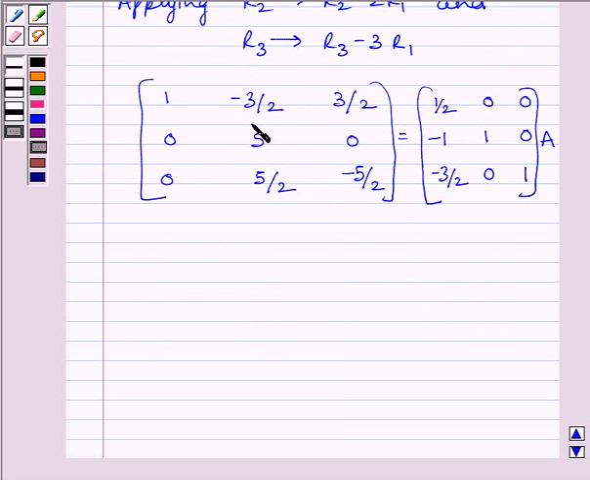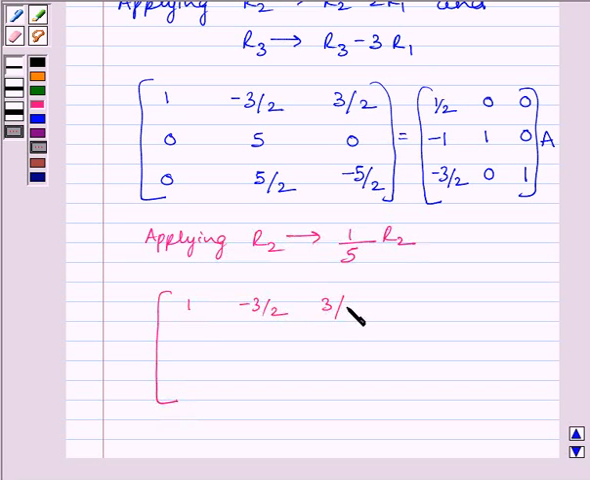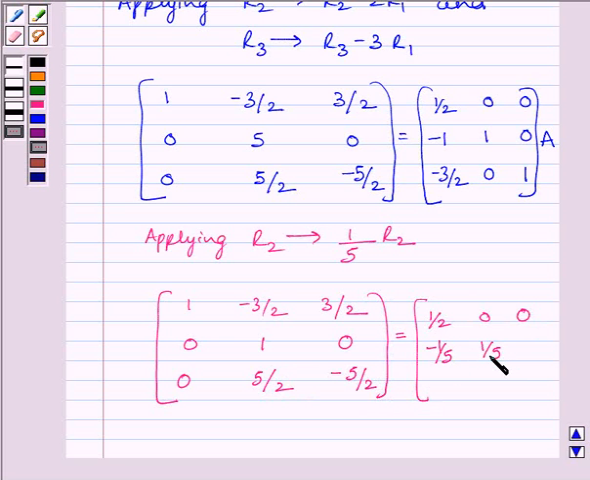Now, to make this diagonal element equal to 1, we will apply on R2 the row operation 1/5 R2. So, applying on R2 the row operation 1/5 R2, we get [1, -3/2, 3/2; 0, 1, 0; 0, 5/2, -5/2] = [1/2, 0, 0; -1/5, 1/5, 0; -3/2, 0, 1] multiplied by A.